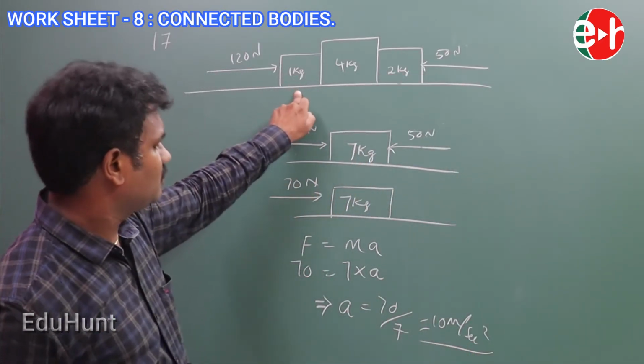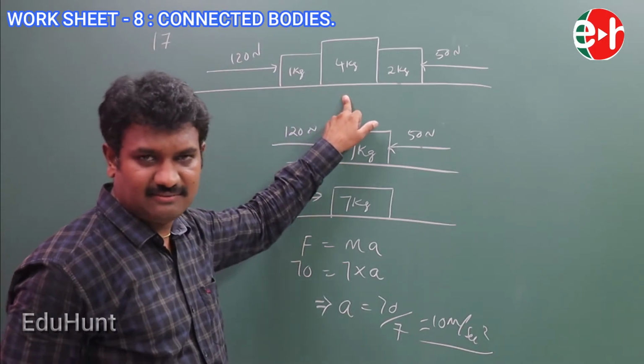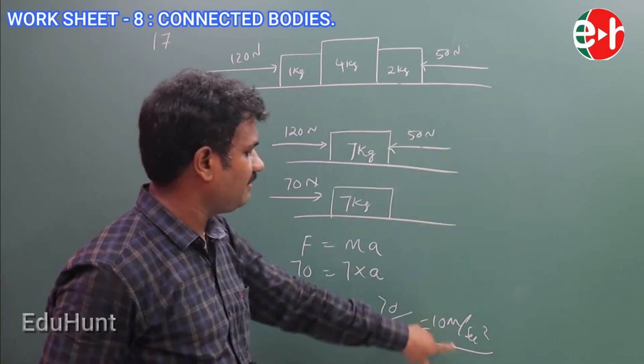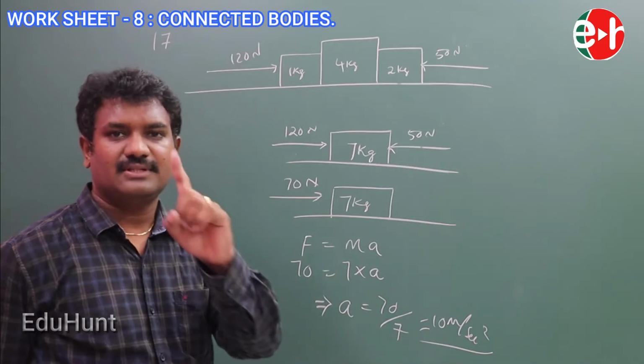This means this moves with 10 meter per second square, this moves with 10 meter per second square, this also moves with 10 meter per second square. This is our first question.